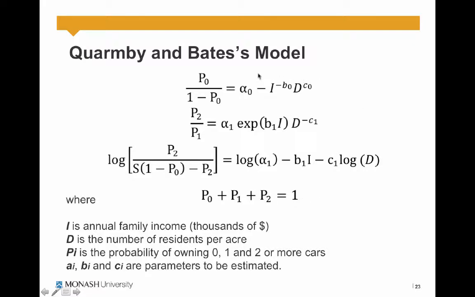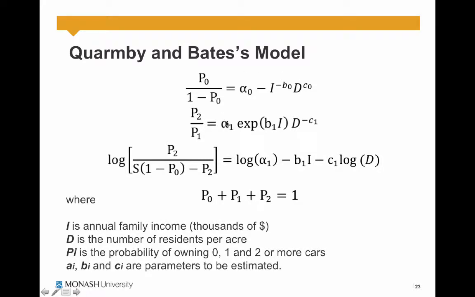Going back to the first equation, we look at the probability of having zero cars over 1 minus the probability of zero cars, which is equal to alpha 0, where alpha here is a parameter to be estimated, minus I to the power of a parameter multiplied by D to the power of a parameter, where I represents the annual family income in $1,000 and D is the number of residents per acre, which basically represents the population density. Again, in this equation, I and D should be obtained from some data, and alpha, beta, and C here need to be estimated.